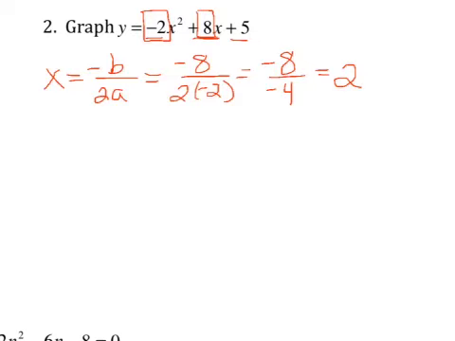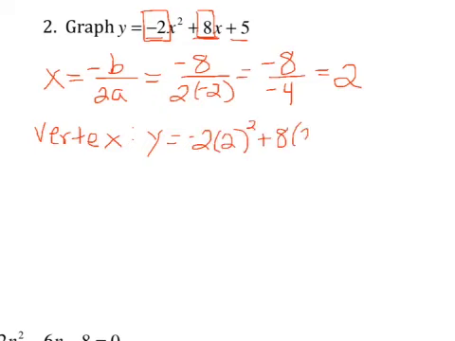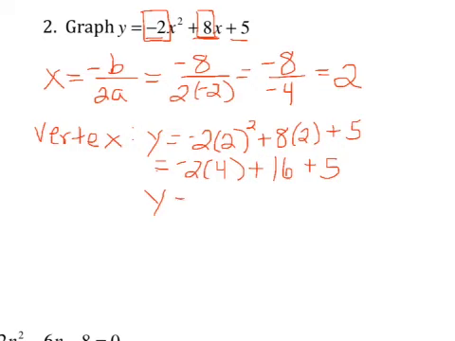So now we can take 2 and plug it in to find our vertex. So now we have y equals negative 2 times 2 squared plus 8 times 2 plus 5. So negative 2 times 4 plus 8 times 2, which is 16, plus 5. So we end up getting y equals negative 8 plus 16 is 8. 8 plus 5 is 13. So our vertex is at 2, 13.